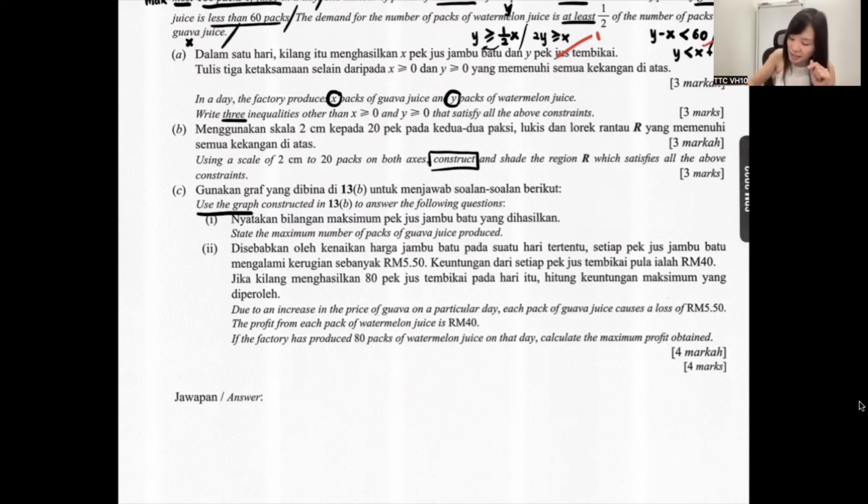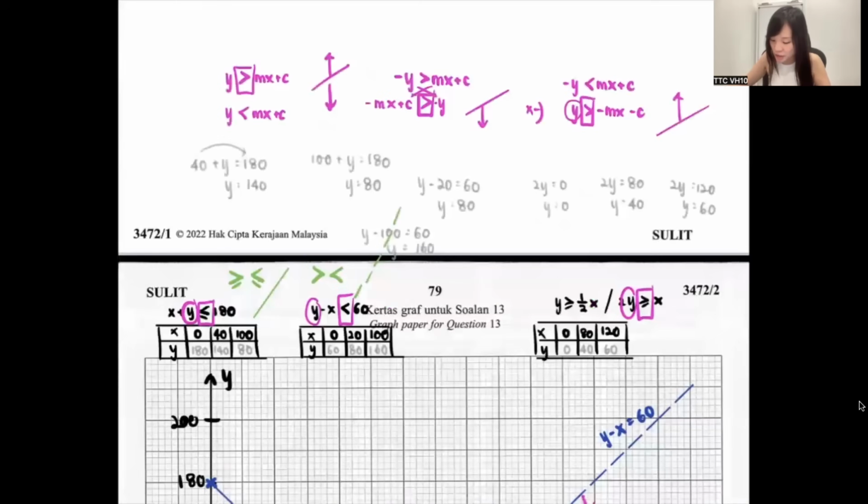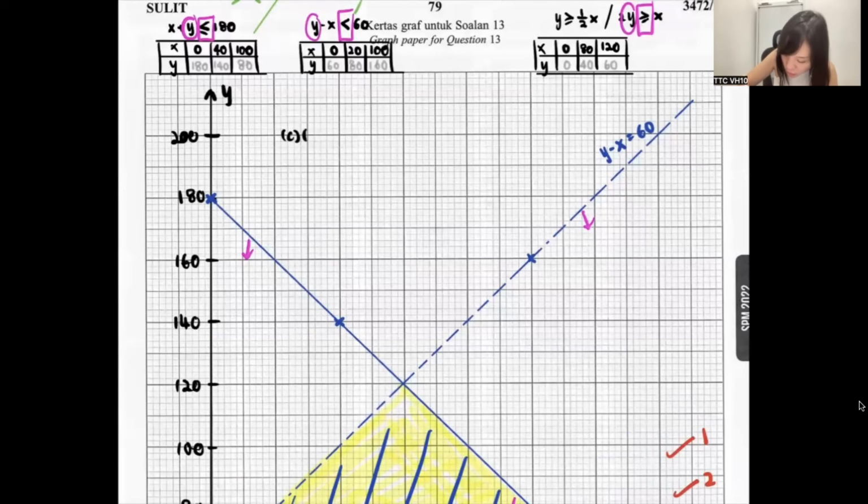So now they say, state the maximum number of packets of guava juice. Guava juice is what? Guava juice is X. So guys, that means they're going to find the maximum X. Okay, just find maximum X. Never tell you anything, just find maximum X. Quite easy, right? I do here, my dear, C1. They want to find maximum guava juice, so maximum X. How do I find maximum X?